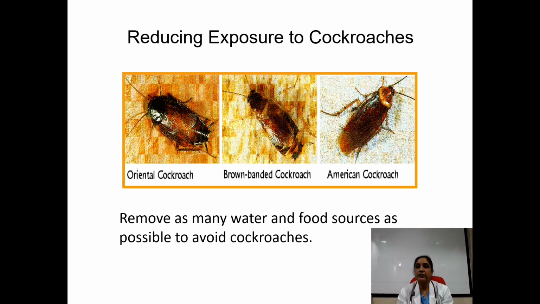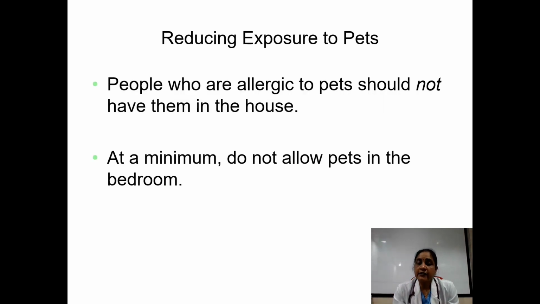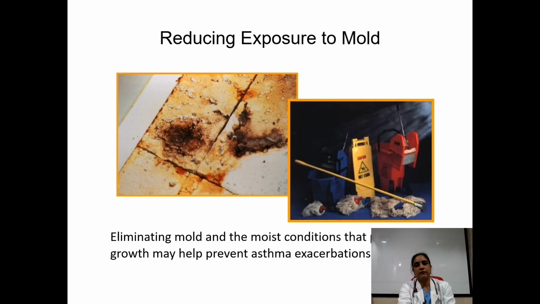Reduce the exposure to cockroaches. If you remember, cat, cockroach, and dust mite are the most common allergens. Dust mite I covered in my first slide. This is the cockroaches. You should tell them to remove as many water and food sources as possible to avoid cockroaches, and reduce the exposure to pets. You should at least ask. I have made it a habit to ask all my asthma patients, do they have pets? Pets include dog, cat, even outside the house, or birds. You should discourage them, though not discourage them from having any pets.